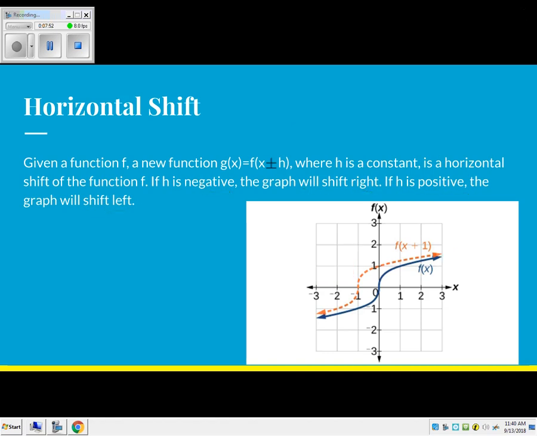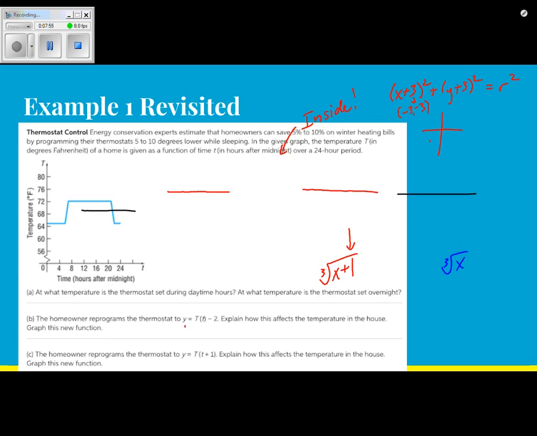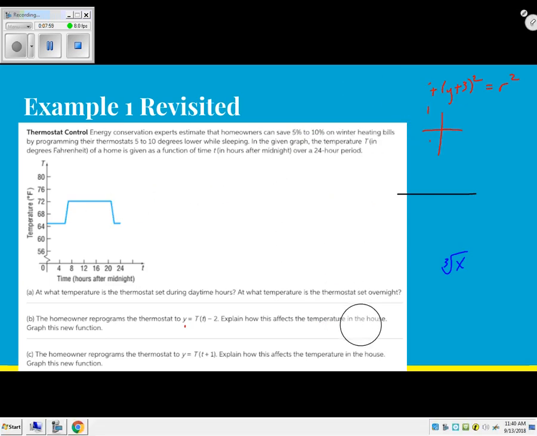Here's some more examples of that. Before we get going on it, let's go back to the temperature problem. We've already done A and B. Sorry this is so small. It was as big as I could make it while making it look decent on here. It says the homeowner is going to reprogram it so that it follows this function now. Oh, I see the +1, and I see that it's in parentheses. It's inside the function. Then it's opposite. So anytime I see the +1, I think move right, but it's opposite. So everything's going to move left 1.